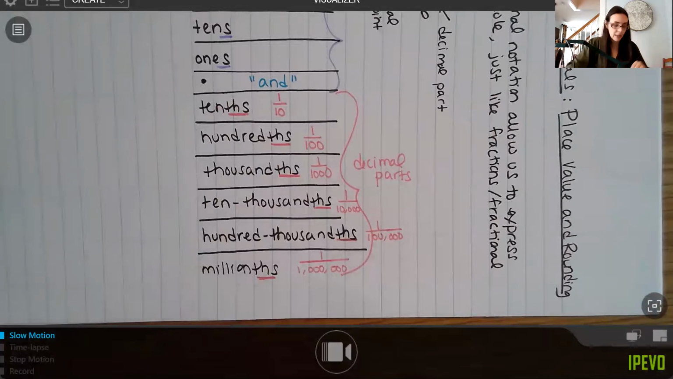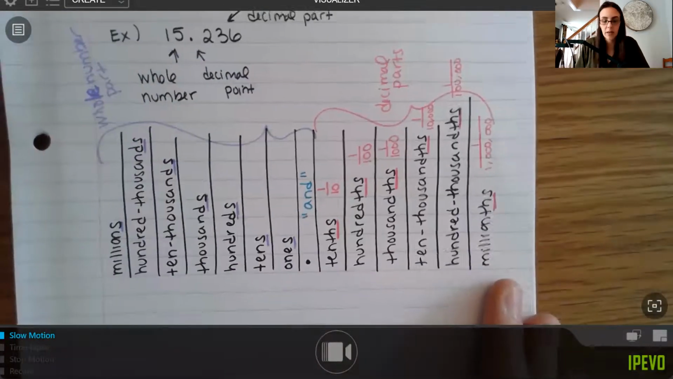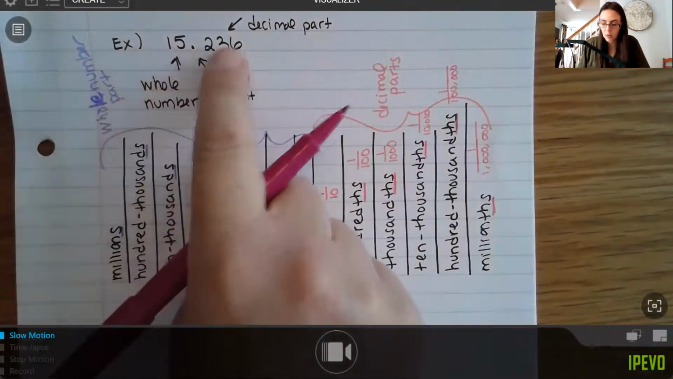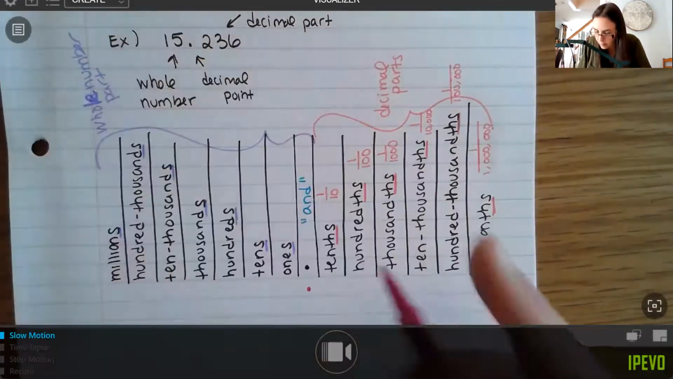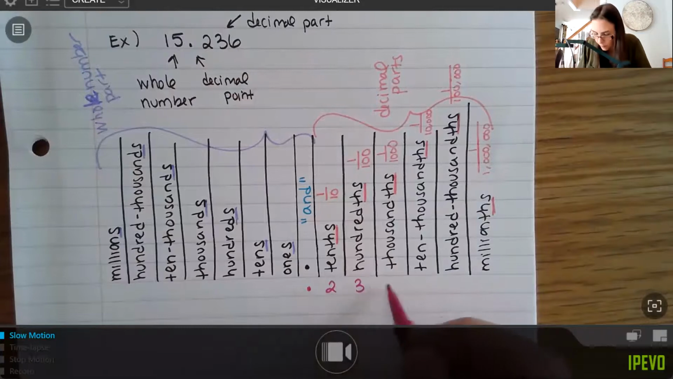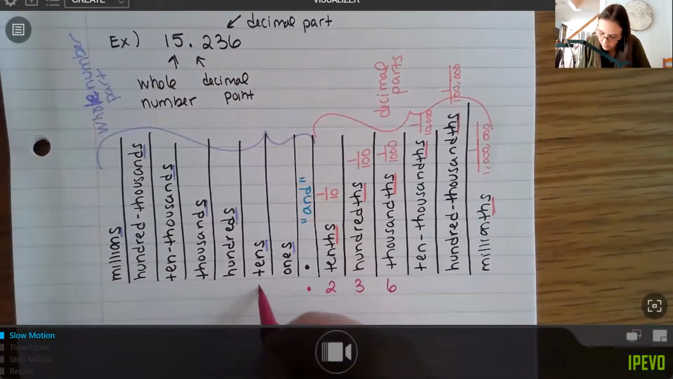So now, if I look at an example, let's get a different color. All right, so let's go back to our example here. And what I'm just going to do, I'm going to just line it up in my place value chart. So there's my decimal. After the decimal, I have that 236. And before the decimal, I have the 15.